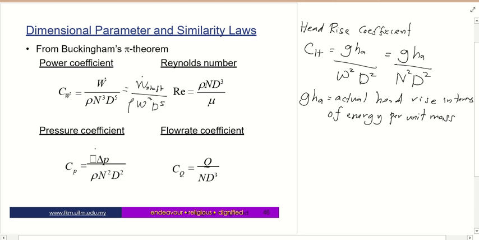Okay, and then we have a pressure coefficient, which is Cp equal to delta P divided by rho n square d square, and then the last one is the flow rate coefficient, which is Cq equal to Q over n d to the power of 3, or omega d to the power of 3. Okay, diameter to the power of 3.